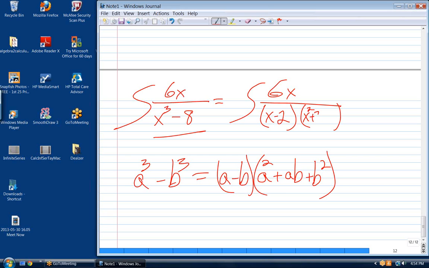Plus 2x. The easiest way to do these is to actually say a is going to be x and b is going to be 2, and then do it, because sometimes it'll be a lot more complicated. In other words, this could be 27x cubed minus 8, and it would still be the difference of perfect cubes. It's just that a would then be 3x instead of x. Okay, so it factors into that.